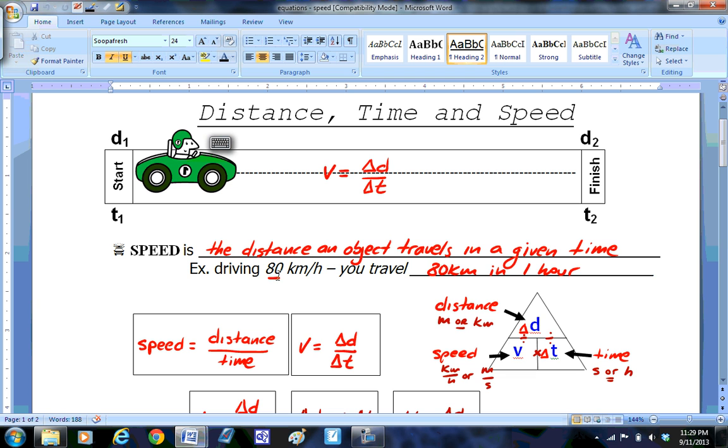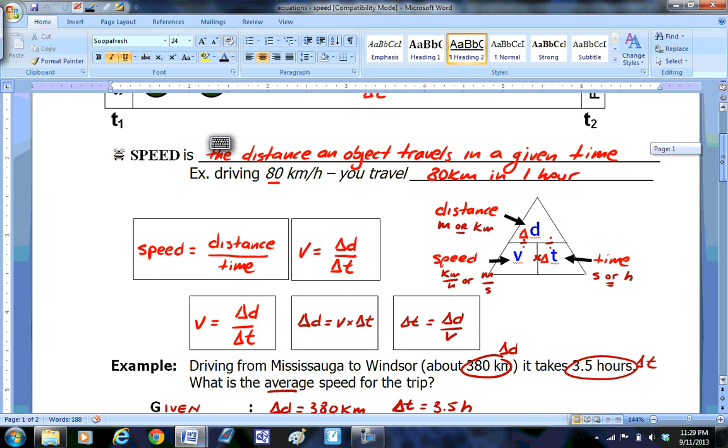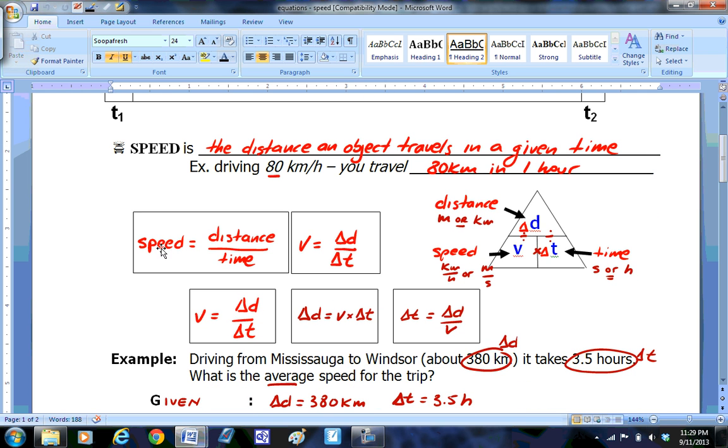So if I'm traveling 80 kilometers an hour, I travel 80 kilometers in 1 hour. That's distance in this time. Now, my equation is speed is equal to distance over time. And you should look at the change in distance, change in time. So I use the symbol V for speed, D for distance, and T for time. This little triangle symbol just means change. So my speed is equal to the change in distance over the change in time.